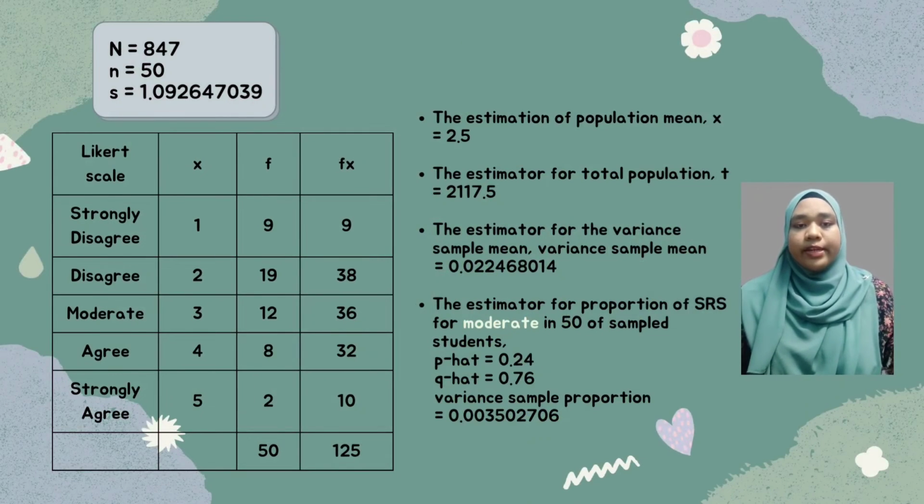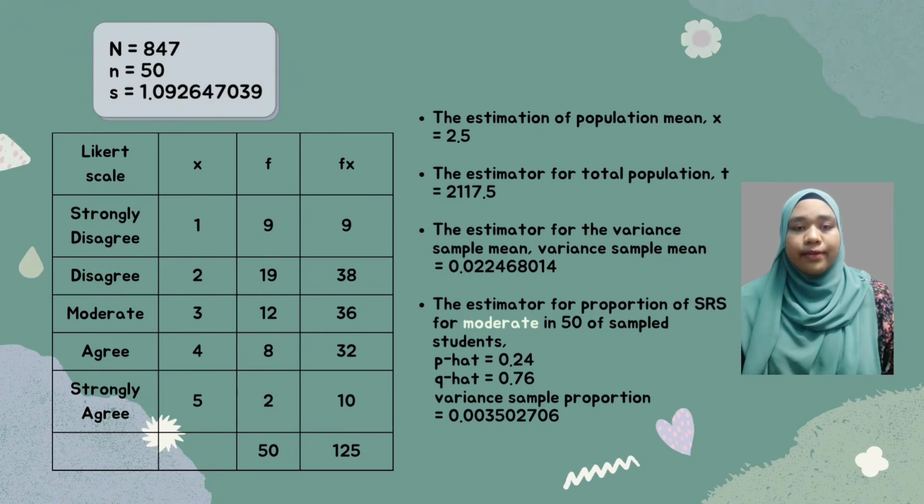Based on the table and info provided, we can calculate based on the given formula. The estimation of population mean x bar is equal to 2.5. The estimator for total population tau hat is equal to 2117.5. The estimator for the variance of the sample mean is equal to 0.022468014, and the estimator for proportion of SRS for moderate, out of 50 samples, we got p hat equal to 0.24, which is 12 divided by 50. Q hat is 1 minus 0.24, equal to 0.76, and the variance of the sample proportion is equal to 0.0035.